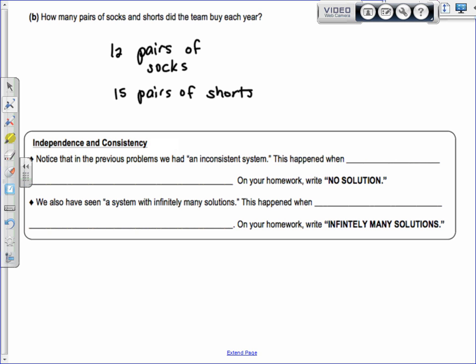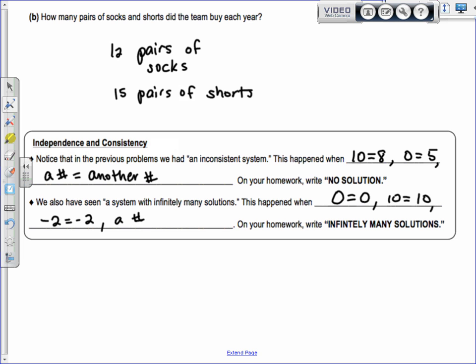Okay, so it says, notice in the previous problems we had an inconsistent system. This happened when we had like 10 equals 8, 0 equals 5, right? A number equals another number. So on your homework, if that happens, we write no solution. We've also seen a system with infinitely many solutions. This happened when 0 equals 0 or 10 equals 10, something like that. Negative 2 equals negative 2. So a number equals itself. So if you have that on your homework, write infinitely many solutions.